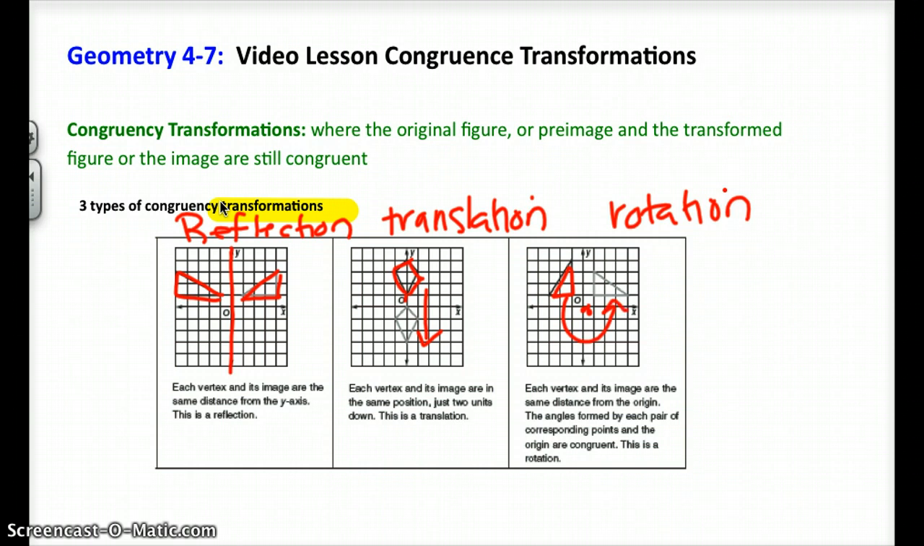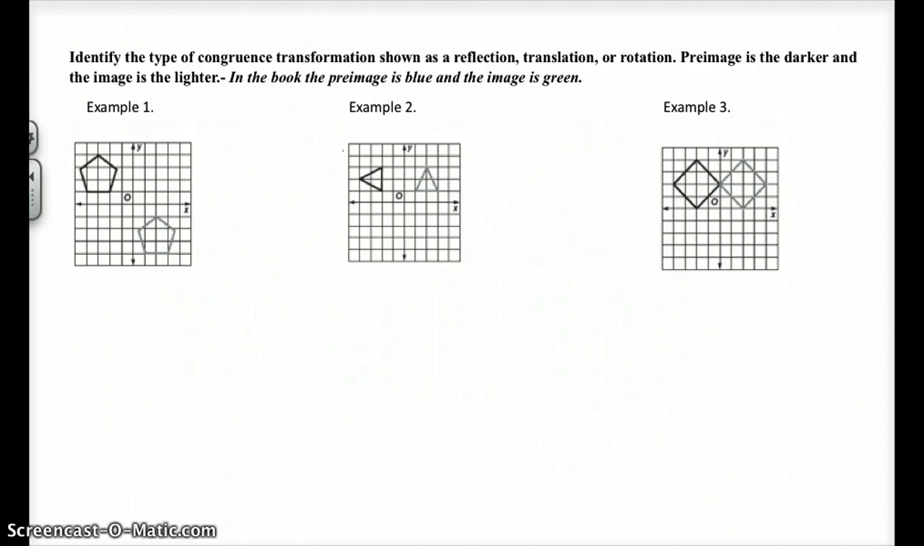All right, so let's take a look at a couple examples. The directions say identify the type of congruency transformation shown as a reflection, a translation, or a rotation. The pre-image is the darker and the lighter is the image, okay? So I guess here, this is my original, and then this is going to be my pre-image. After I've moved it, that's the pre-image. This is after you've moved it.